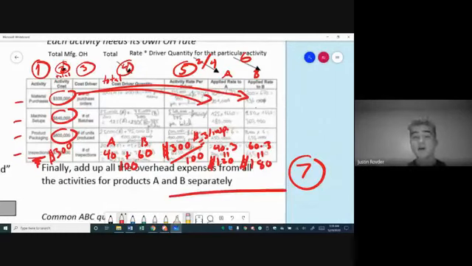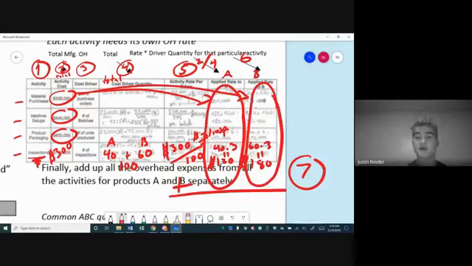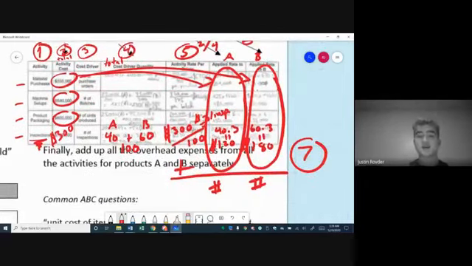At the very end, we're just going to take all of the overhead from A, add it together to find the total overhead for A, and then we're going to add up all the overhead costs for B, add them together to find the total overhead cost for B. And again, except for that special exception, the sum of these two total costs for A and B should equal the sum of all the overheads for all the activities.